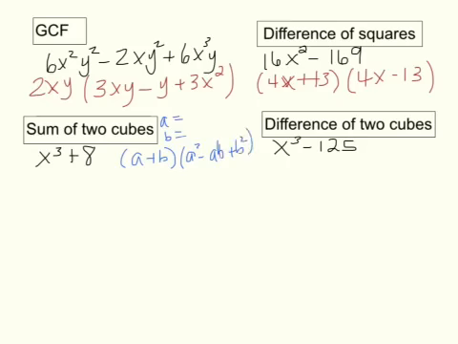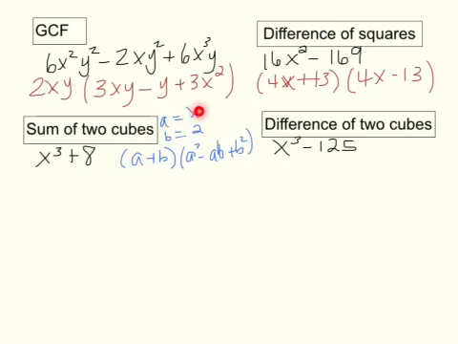Now, you'll really need to remember this. It'll be given to you on the test, but you need to know how to use it. So if you notice that you have a sum of two cubes, your A is the cube root of the first term. So the cube root of x to the third is just x, or 1x. If there's a number here, you'd have to take the cube root of that too. B would be the cube root of the second term. So the cube root of 8 is 2.